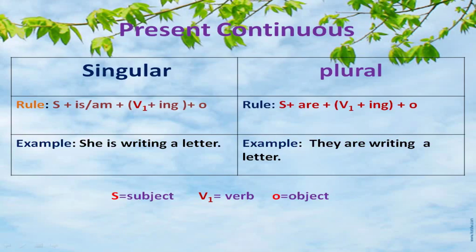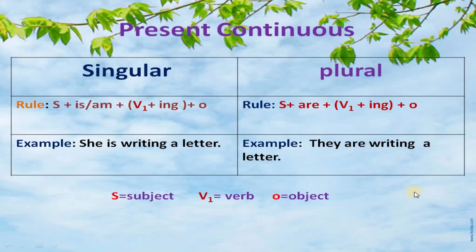Next one is present continuous tense. The rule for singular form: subject plus is or am plus V1 plus ing plus object. The example is: she is writing a letter. I will take only one sentence here, and in that sentence all 12 forms change, so it's easy to understand. That's why I am using the same sentence. Plural form rule: subject plus are plus V1 plus ing plus object. Example: they are writing a letter.